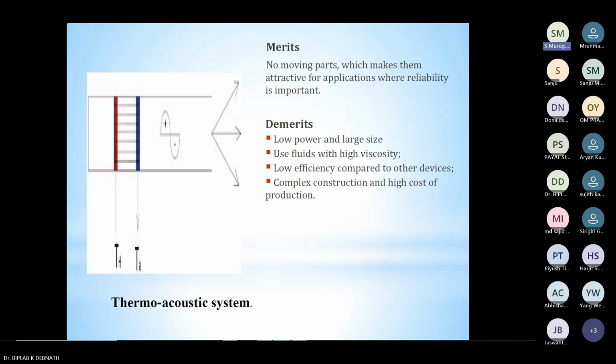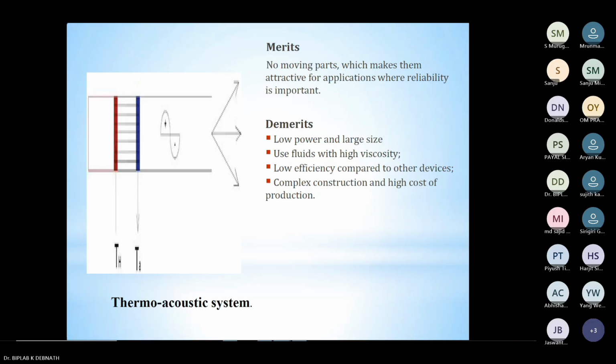What are the merits, as with TEG, the thermoelectric generator? Here also there is no moving part, so it is a noise-free system. You can use it for low to medium temperature, and because there is no friction, you will get high reliability.